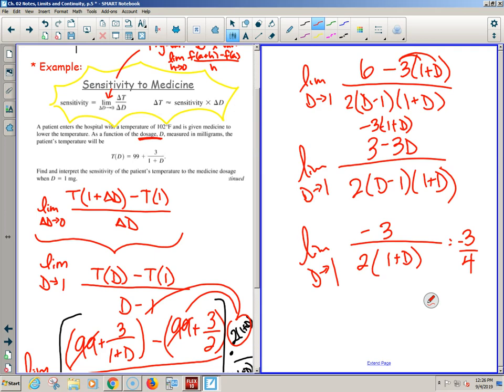Not milligrams per. Isn't it delta T over delta D? So milligrams would be in the denominator, wouldn't it? What would be in the numerator would be degrees Fahrenheit. So what does this actually mean? When the dosage of the medicine is 1 milligram, when the dosage of medicine is 1 milligram, what's going on with the patient's temperature? Yeah, it decreases by 3/4 degree Fahrenheit per milligram.